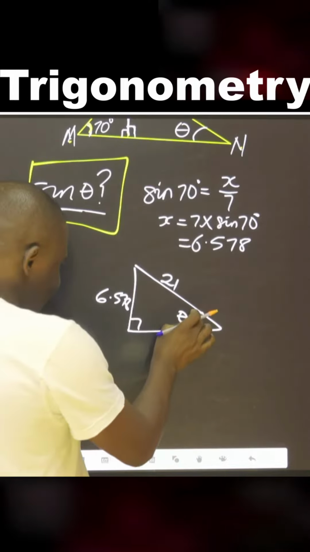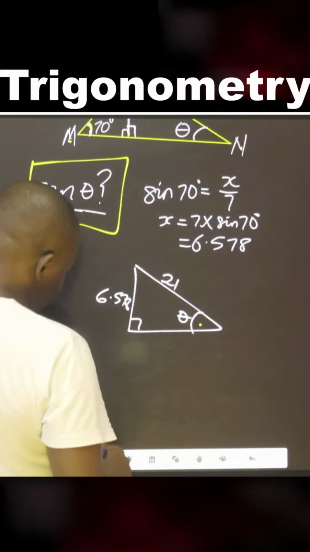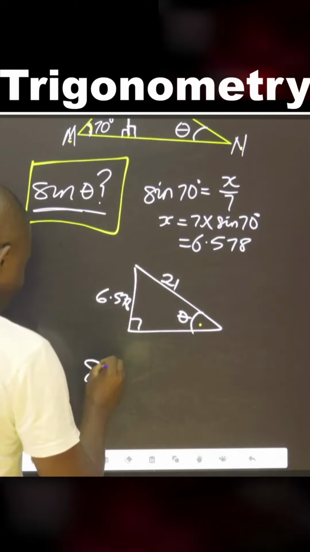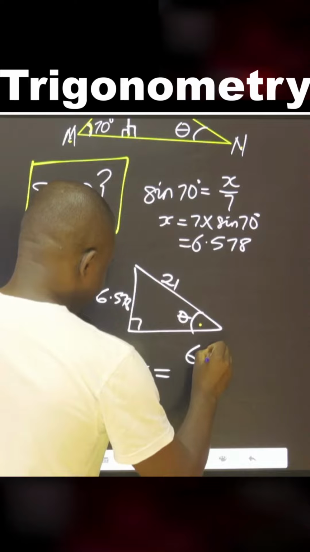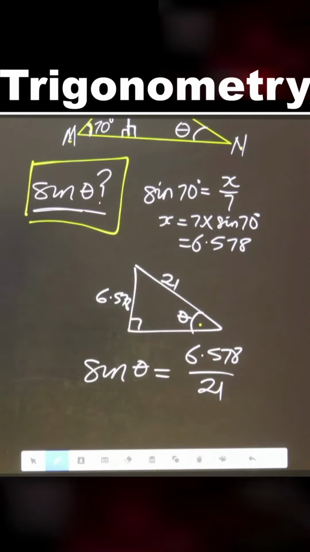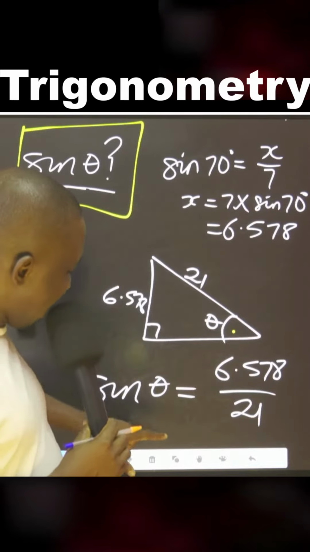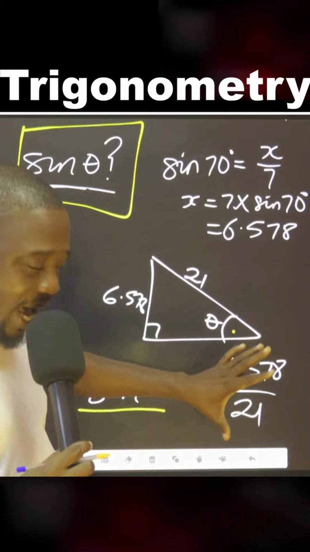So, as far as theta is concerned, this is opposite to theta, and this is hypotenuse. Opposite and hypotenuse, it means sine theta equals 6.578 over 21. As you can see, we are not actually looking for theta. We are looking for sine theta. So this is the question given to us. So whatever we have here is our answer.